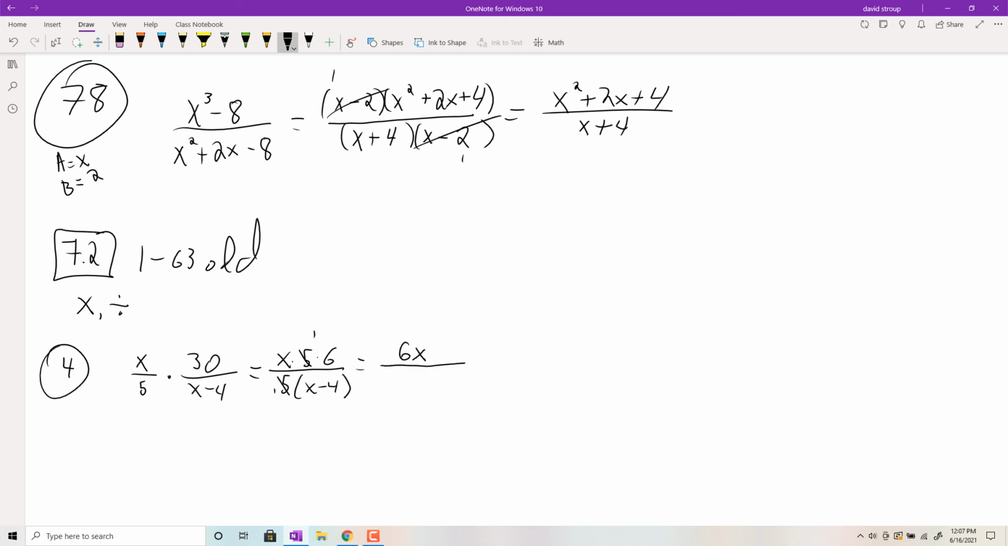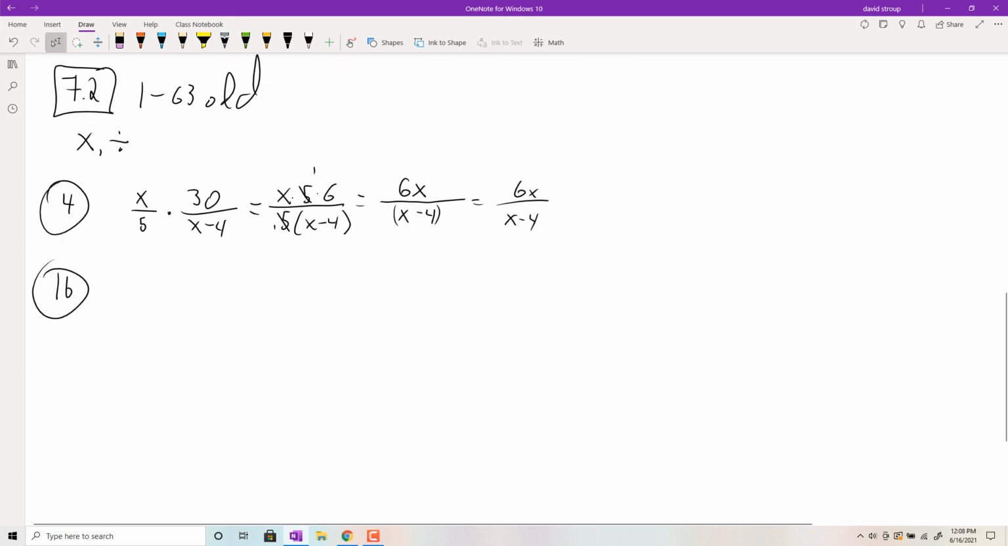Put that number first and then the variable. Downstairs, 1 times the x minus 4. And then that's it. There's no more common factors, so you can rewrite it or leave it as it was. But that would be kind of the official answer. Okay, let's keep moving.